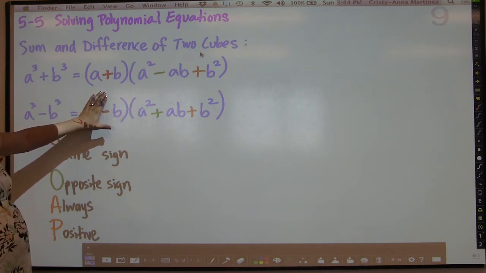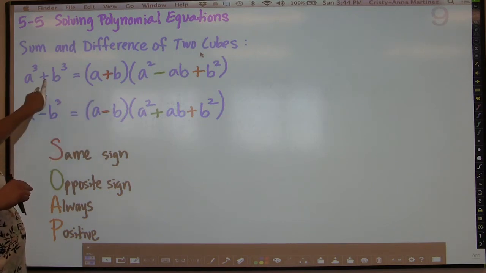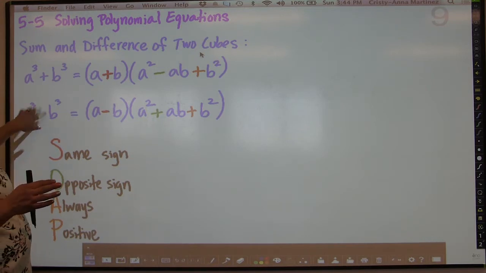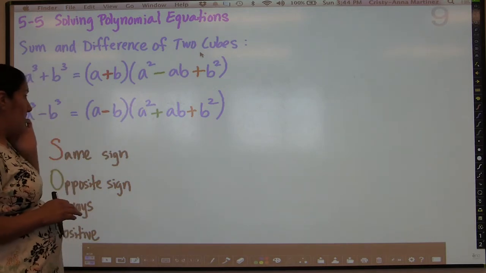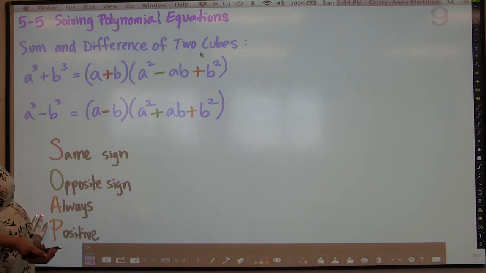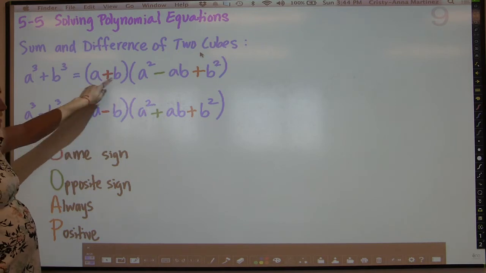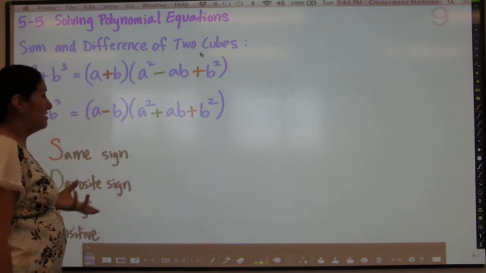Remember that just like with the difference and sum of 2 squares, you don't want to attach plus or minus to the a or b value, because the positive and negative situation is already computed as part of the formula. And what I have here on the board, it says SOAP, is an acronym to help you remember how to factor them, because both of these have the same factorization with the a squares and the ABs and the b squares, but the difference is the signs.